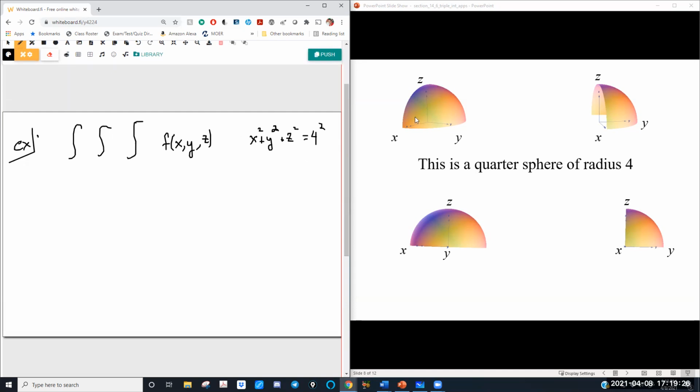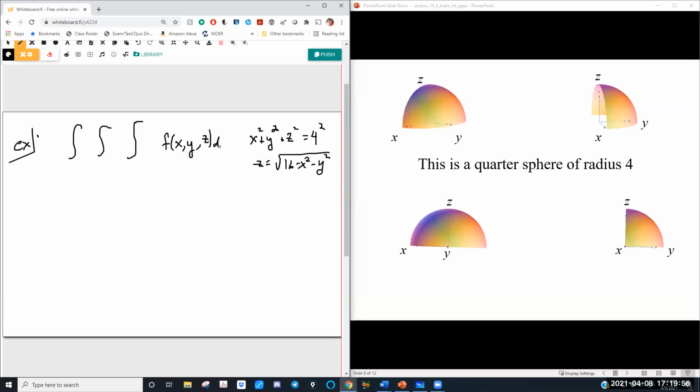So let's say we decide to do Z first. Okay, look at what happens with Z. I go from the XY plane up to the sphere. So that means I need to solve the sphere for Z. So Z equals square root of 16 minus X squared minus Y squared. Like I said, you're going to get used to seeing this form a lot in this section.